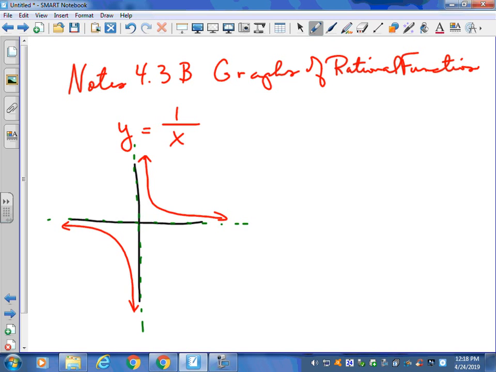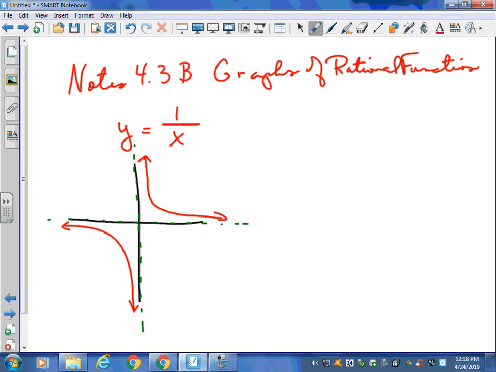Think about it. 1 divided by 2, 1 divided by 3, 1 divided by 4. Those numbers are getting smaller, aren't they? When's that going to get to 0? Never. Because the only way the answer ever divides to be 0 is if 0 is on top. 0 is not on top. So it's going to get smaller and smaller and smaller and get as close as it can to this line, but it's never going to touch it.